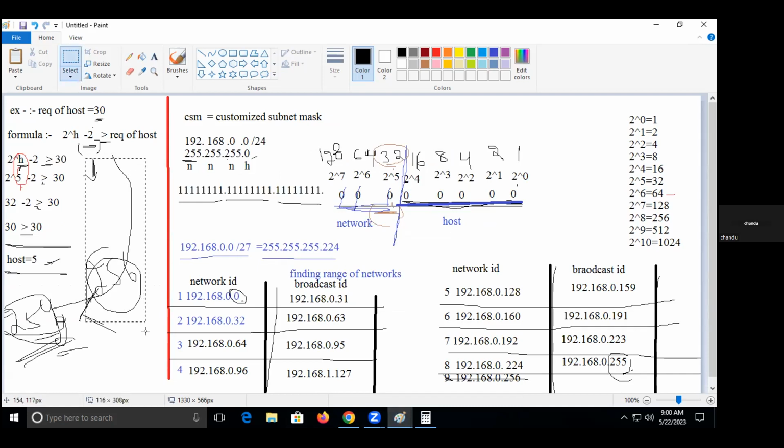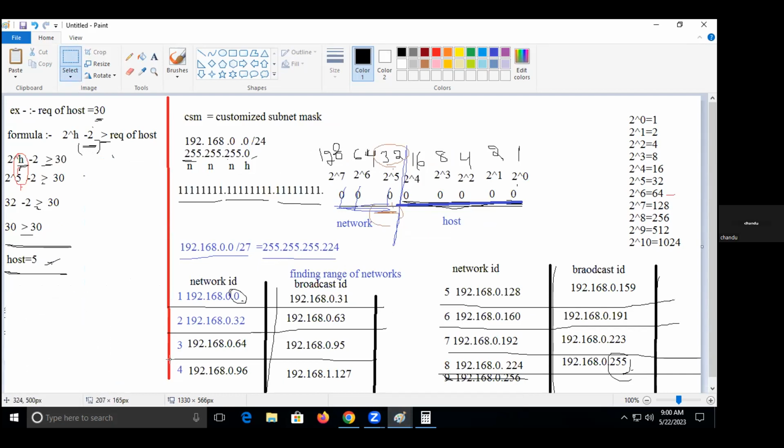Please take a picture of this, because we have to do the subnetting also. You have to open the book and practice. I'll tell you one more time with another example, two times I will tell. However many times you listen to subnetting, you will not understand it until you do the exercise yourself.